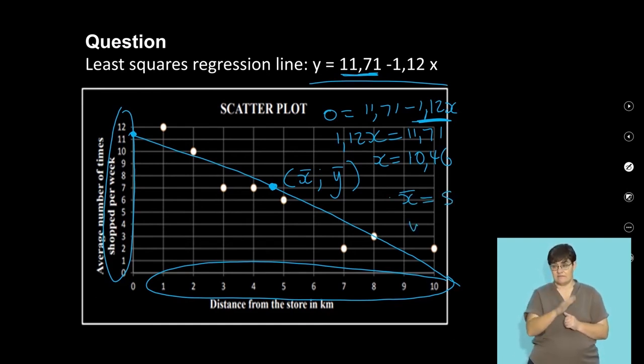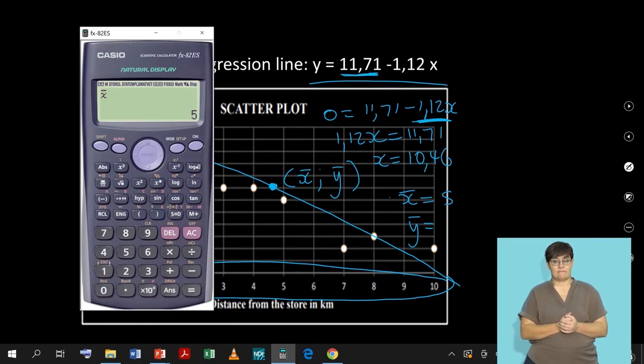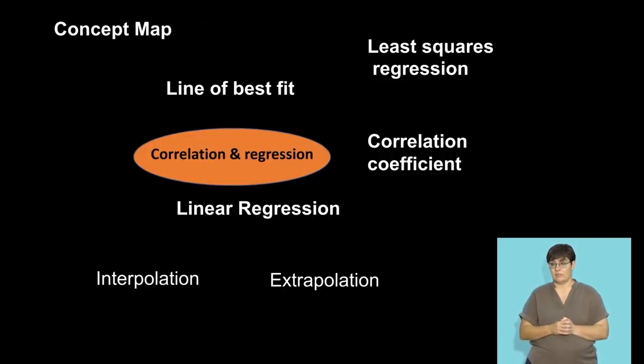Now, what about the mean for y? What does it mean? The average number of times someone goes to the shop per week. Let's go back and do that. What is the mean for y? Shift 1, we select 5, and the mean for y, we select 5 again. We get 6.13. Okay, let's go back.